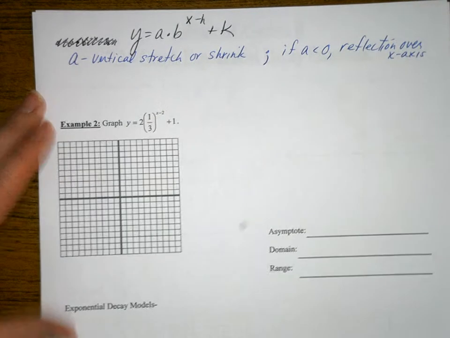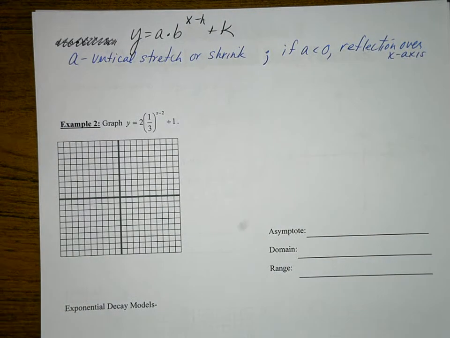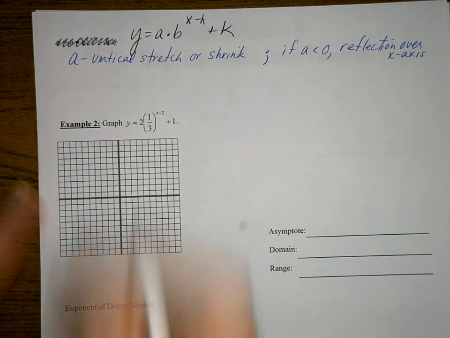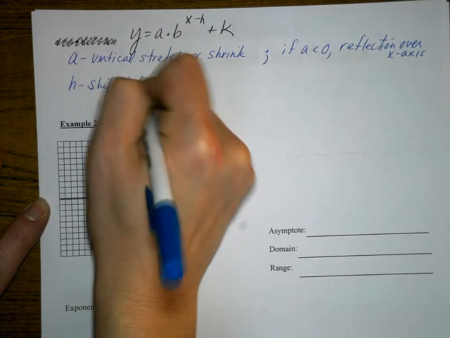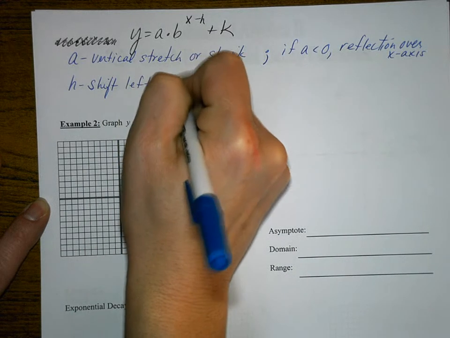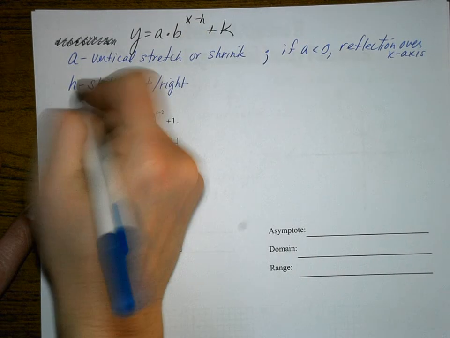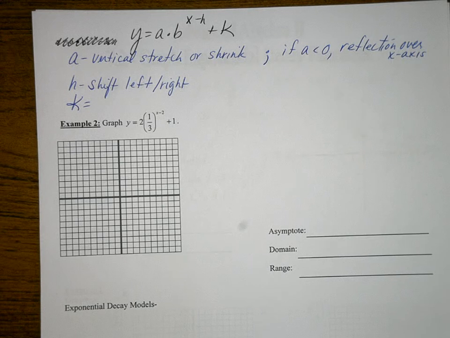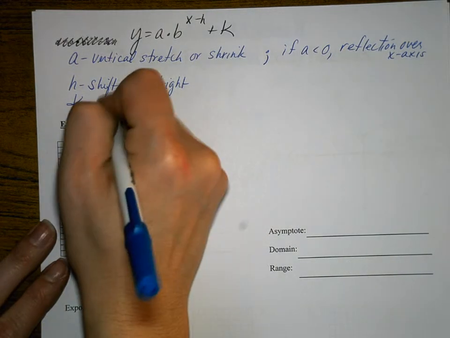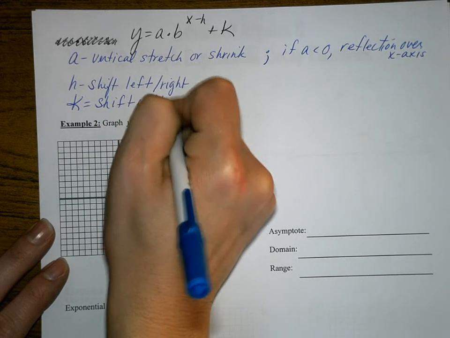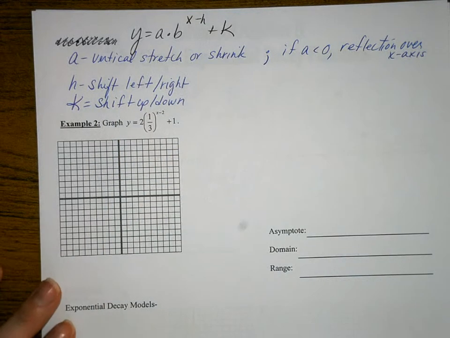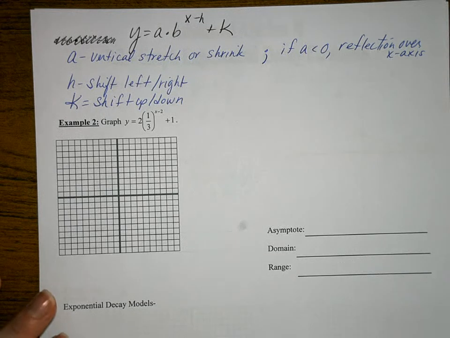All right. What does h do, folks? Moves it left or right. So my h is a shift left or right. Remember, it's the opposite of what is with my x. And my k value does what, folks? Moves it up or down. So it's a shift, a translation, up or down. Very nice. Any questions so far?